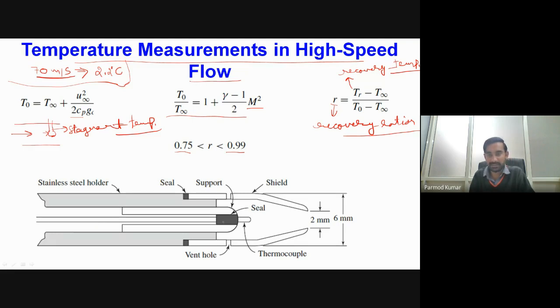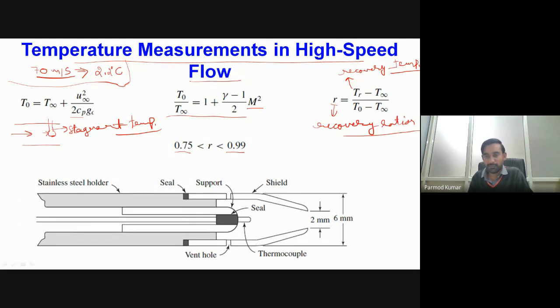You can see over here this inner core tube represents the sensing element of the thermocouple. Outside we have a holder, then a support, and over this support we have mounted a shield. It acts as a shield to radiation, as well as helping us maintain the recovery factor constant over a wide range of Mach number.